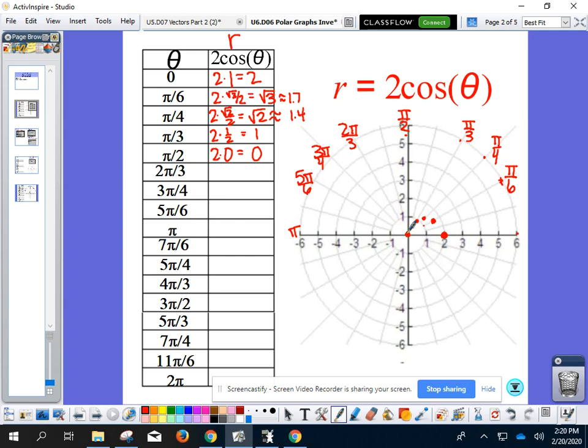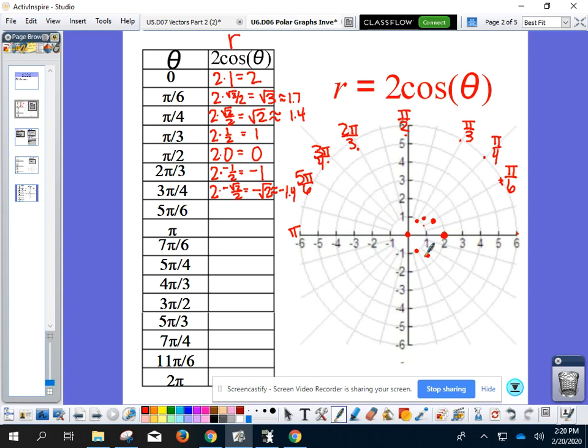Then over to 2 pi over 3, we would have 2 multiplied by negative 1/2, and that would give us negative 1. So I would go over to 2 pi over 3, and instead of counting forward, we're actually going to count backward 1, and we'll plot that point right here. Over at 3 pi over 4, we have 2 multiplied by negative square root 2 over 2, so that gives me negative root 2, which is about negative 1.4. So I'd go all the way over to 3 pi over 4, and then I'd count backwards 1.4-ish.